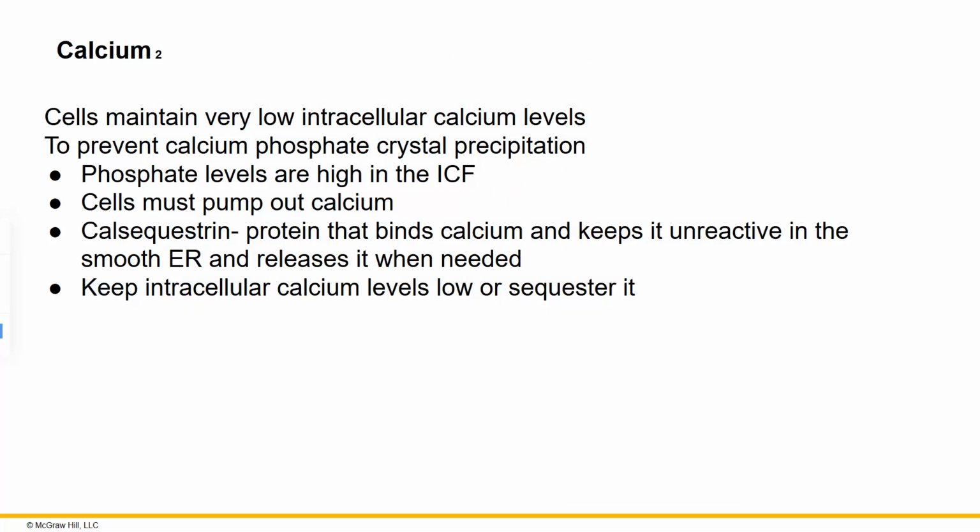Calcium. Cells maintain very low intracellular calcium levels to prevent calcium phosphate crystal precipitation. Phosphate levels are high in the intracellular fluid. Cells have to pump out calcium though. Calsequestrin is a protein that binds that calcium that got pumped out and keeps it unreactive in the smooth endoplasmic reticulum, releasing it when needed. It keeps intracellular calcium levels low, or it sequesters it.